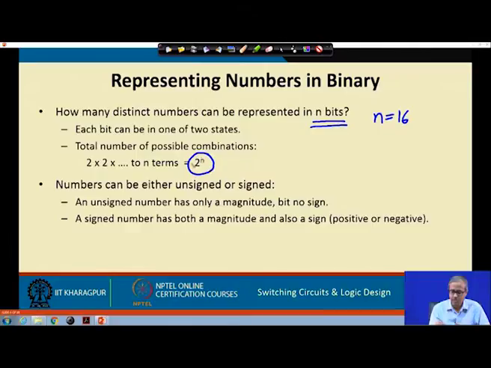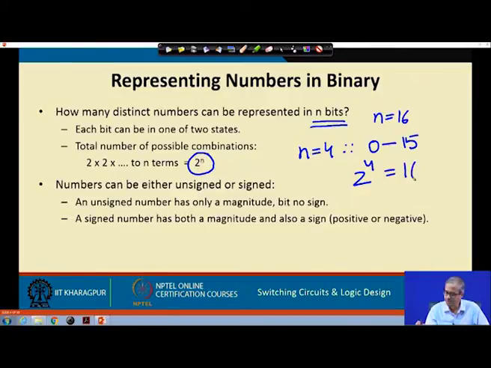This is the total distinct numbers you can represent. You recall for hexadecimal n equal to 4, you had numbers in the range of 0 to 15. So, how many numbers are possible? 2 to the power 4 means 16. So, total 16 numbers could be represented. So, here for n bits, I can represent a total of 2 to the power n numbers.